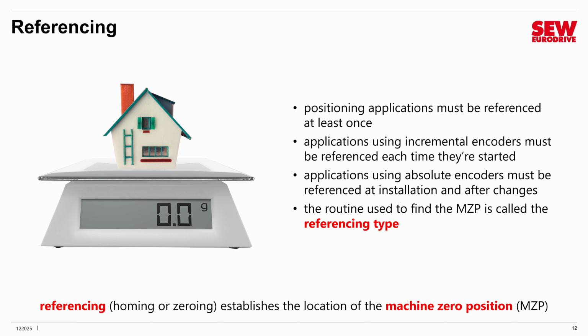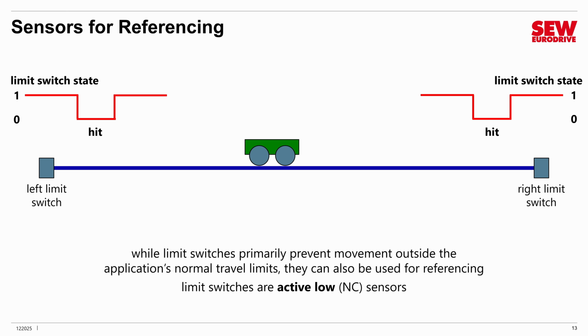Regardless of your encoder type, the routine that the VFD uses to locate the machine zero position is called the referencing type, and we're going to explore the referencing types that MOVI-C VFDs can use. Now, in order to find the machine zero position, we need to use sensors to help us locate it. A very popular way of finding the machine zero position is just to use the limit switches that the application may already have. As you know, limit switches are meant to prevent motion outside legal limits, but they do have known positions, and therefore the VFD can use those to find zero.